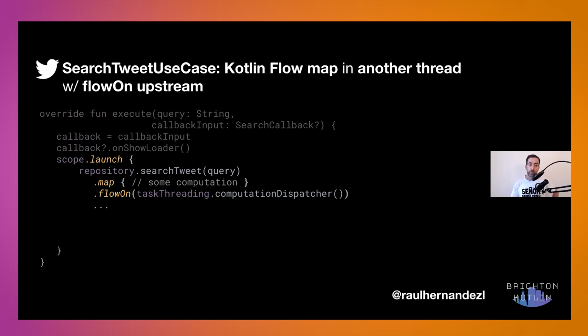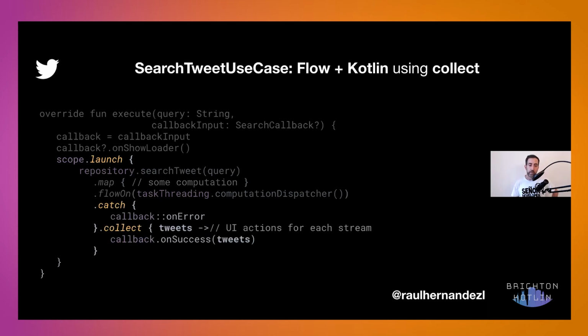And for that, we can use flowOn again. FlowOn is an upstream operator. That means that anything you have at the top of it is going to be in this computation dispatcher, including the map. Then catch is going to catch any problems that we have over there, any exception, and then collect is going to be the one for any particular stream that we are iterating, passing those results to the new callback. That's what I have at the time.